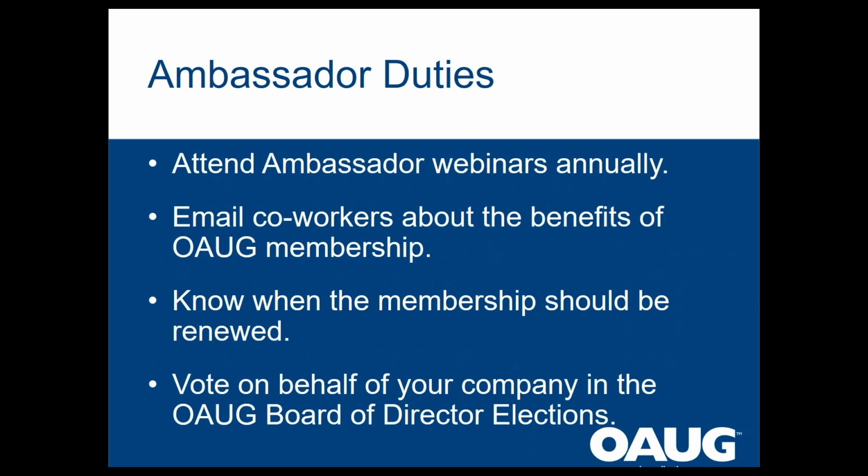And then each year, OAUG ambassadors fulfill a few obligations throughout the year in order to maximize that value for you and your colleagues. The OAUG asks that ambassadors attend 2 ambassador webinars annually. So if you're on this, you're at least halfway there. We ask that you email your coworkers about the benefits of your OAUG membership, and I will be sending you a benefit top 5 email today. And that email is just a way to provide information to your colleagues as well.